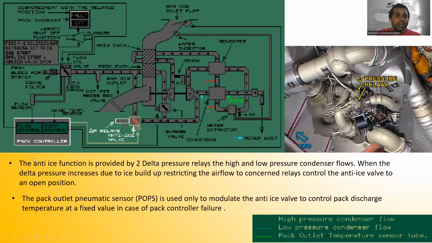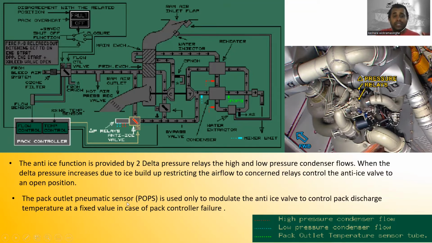Okay, now let's go to the anti-ice function, which is provided by two delta pressure relays, right? Here you can see the two delta pressure relays, the high and low pressure condenser flows. When the delta pressure increases due to ice buildup restricting the airflow to the concerned relay, it controls the anti-ice valve to an open position, right? It means the delta pressure increases due to ice buildup in the condenser, restricting the airflow, and the concerned relay controls the anti-ice valve to the open position, right?